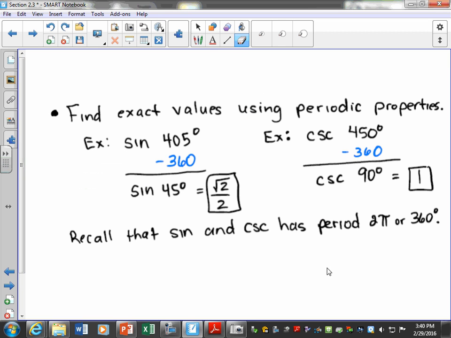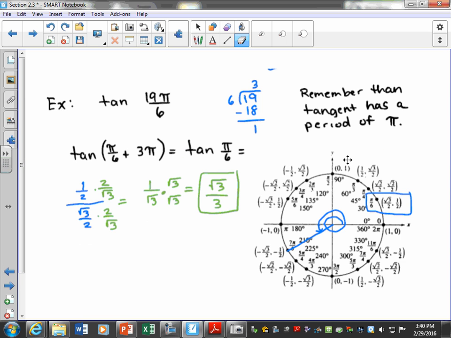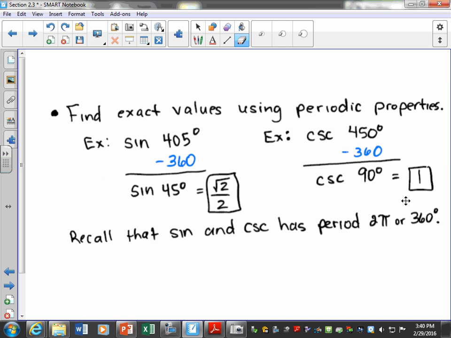Okay, and then now we come over here, cosecant of 450, we want to take one revolution out, and we're looking at the cosecant of 90 degrees. Okay, so we go to the cosecant of 90 degrees right here, and it's going to be 1 over the y value, which is just 1 over 1, which is 1. Remember that the sine and cosecant have a period of 2 pi, or 360 degrees if it's given in degrees.